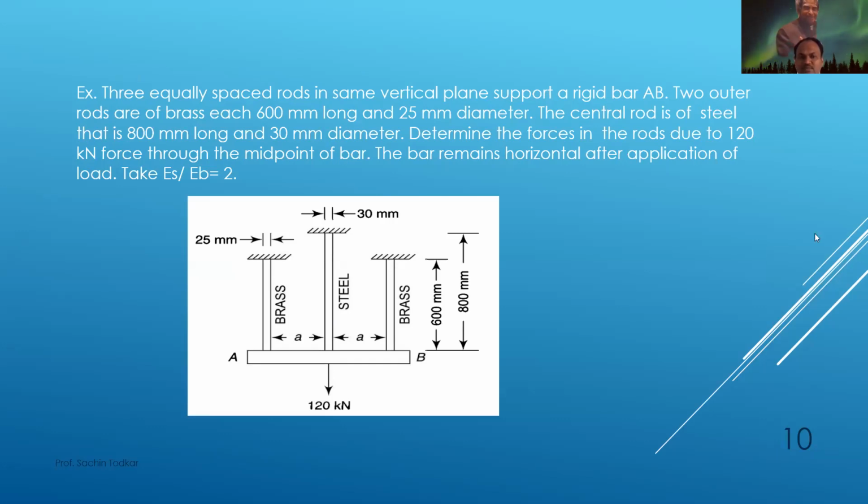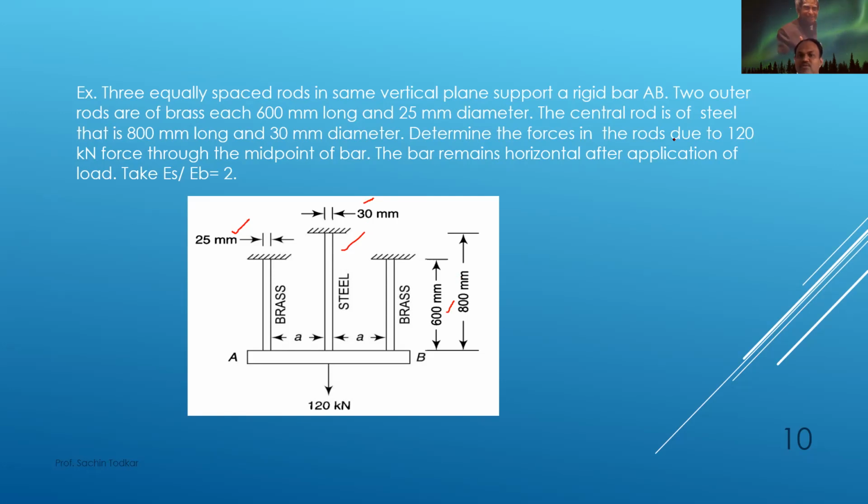In this example, three equally spaced rods in the same vertical plane support a rigid bar AB. Two outer rods are of brass, each 600 mm long and 25 mm diameter. The central rod is of steel, 800 mm long and 30 mm diameter, as shown in the example.